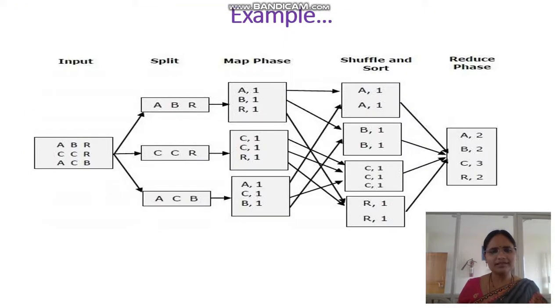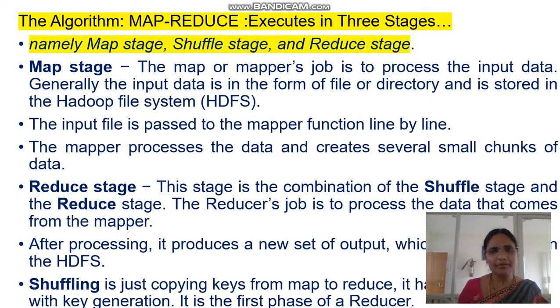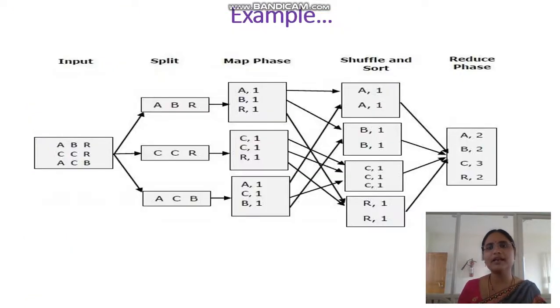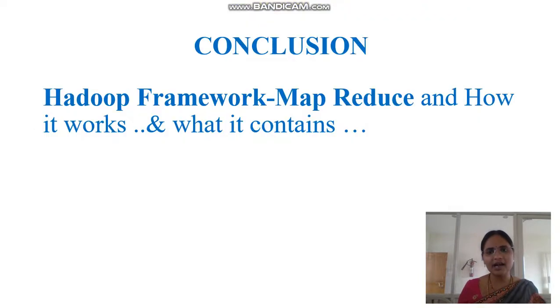So this is what actually happens in the MapReduce programming model. All three stages we have to apply before we reliably store the data items in the backend or HDFS storage. So in this class, the first layer of the Hadoop framework, MapReduce, how it works internally and what it contains, we have discussed.